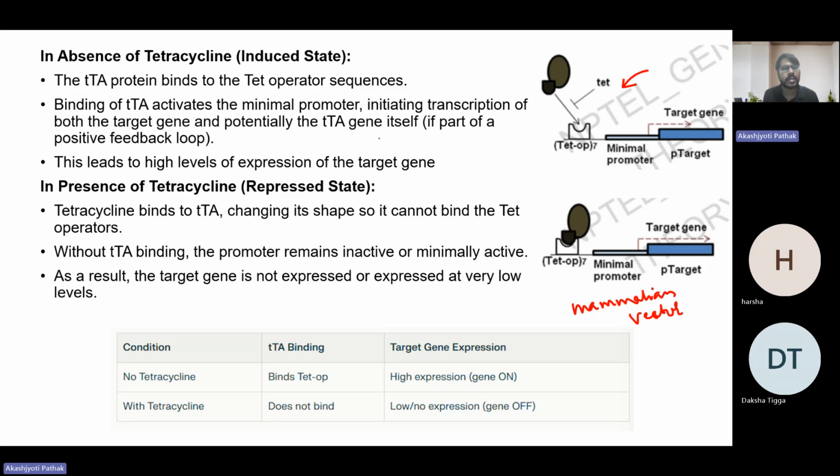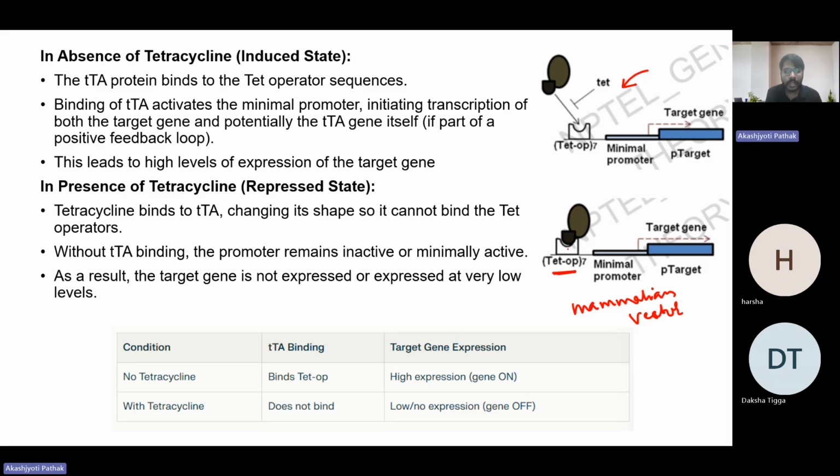Okay. This leads to a high level of expression of the target gene. But in presence of tetracycline, your gene will not get transcribed. It is the repressed state, because in presence of tetracycline, your tetracycline binds to the transcriptional transactivator, changing its shape so it can bind the TET operators. So this is the TET operator.